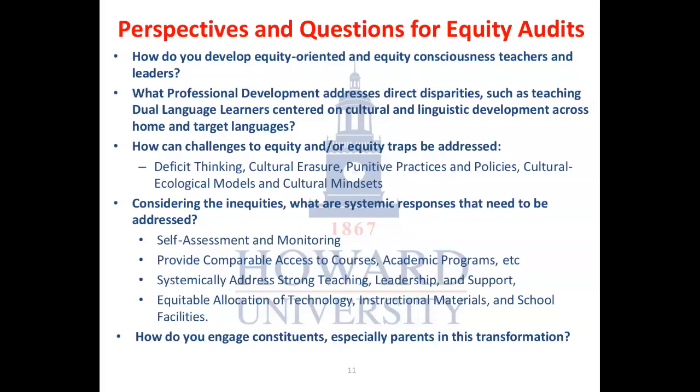How can challenges to equity and/or equity traps be addressed? This is something that's also highlighted in the book that I think is really important. Back to those initial conversations of deficit thinking, the cultural erasure, where people are saying, well, race doesn't really matter. We're all human, and that's problematic and deficit. Some of our punitive practices and policies are problematic, where they are punishing and pushing out children, whether retention policies or other practices that we need to also reflect on in those processes as well.